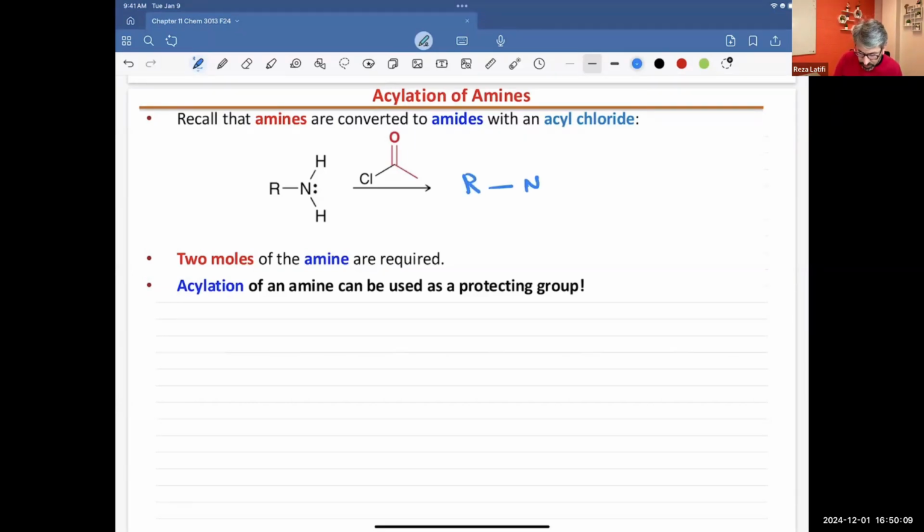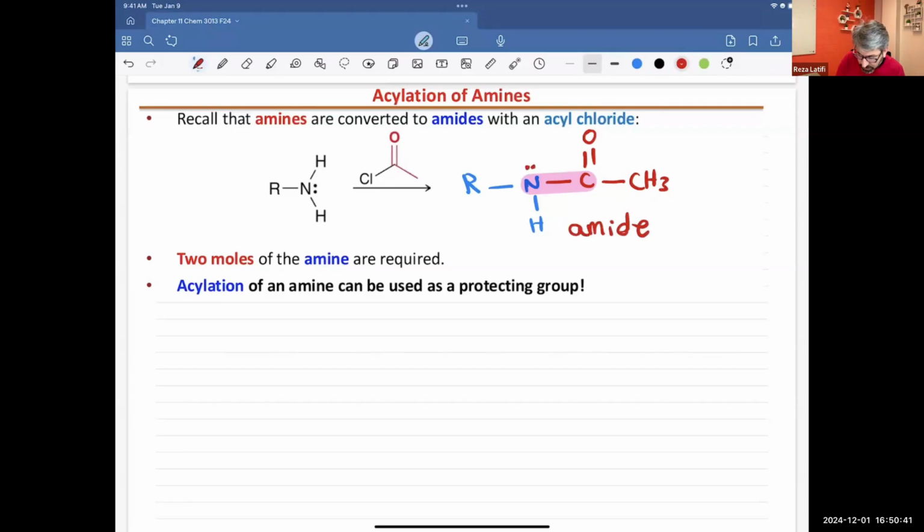We remove technically one of the hydrogens, and now we pair the nitrogen with carbon. That carbon here is attached to oxygen and, let's say, CH3, for example. So now we have a connection between nitrogen and a carbonyl group, and that's going to give us an amide.